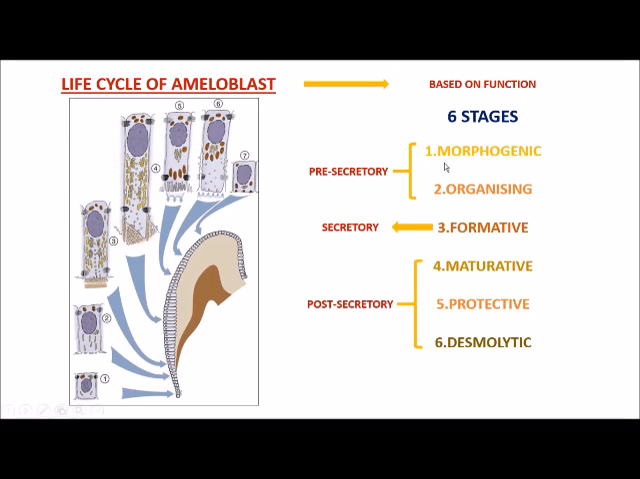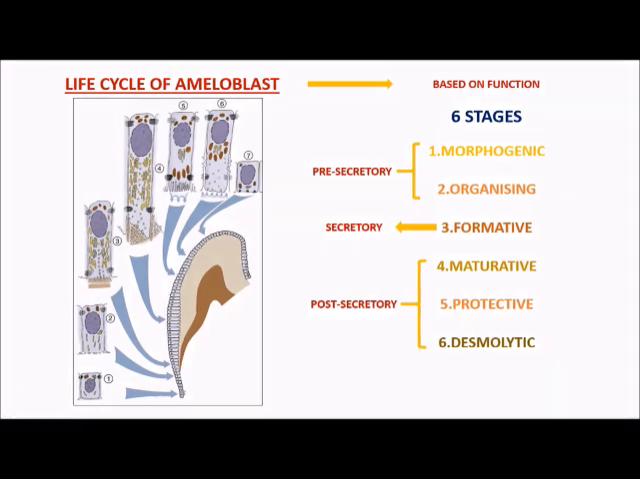Pre-secretory stage includes the morphogenic and organizing stages. In this stage, the inner enamel epithelial cell prepares to secrete enamel. Secretory stage includes the formative stage and here the actual enamel formation takes place. Post-secretory stage includes the maturative, protective and desmolytic stages and this stage includes the maturation and protection of enamel.